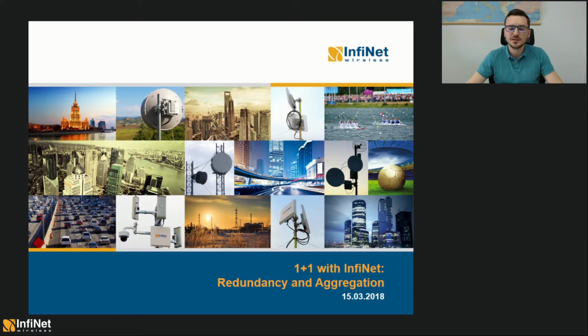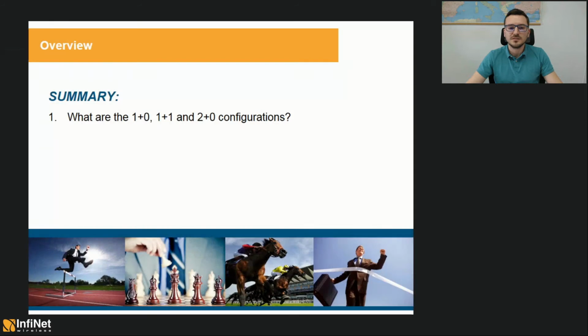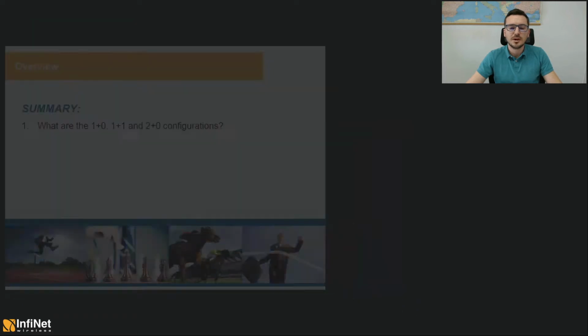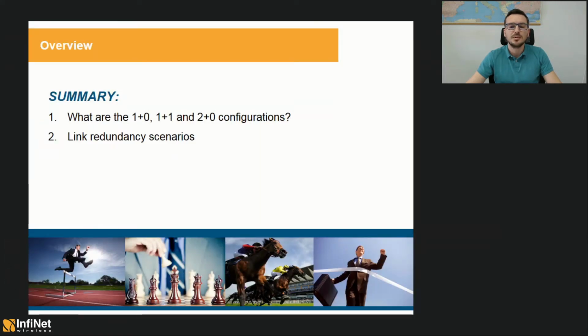We will talk, as I mentioned earlier, about 1+1 links, or more precisely about the Infinet Wireless solutions for redundancy and link aggregation scenarios. Today's agenda is comprised of 5 items. In the beginning, I will explain what the 1+0, 1+1 and 2+0 configurations are. Then I will list some of the most common link redundancy scenarios, and I will explain how the new failover feature works with the Infinet Wireless R5000 devices.